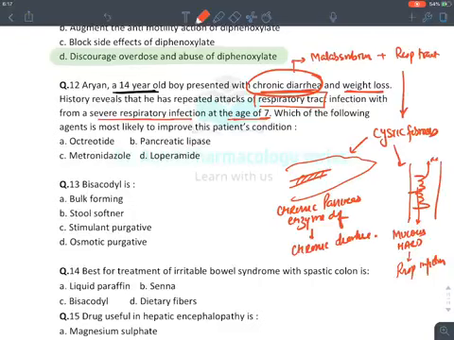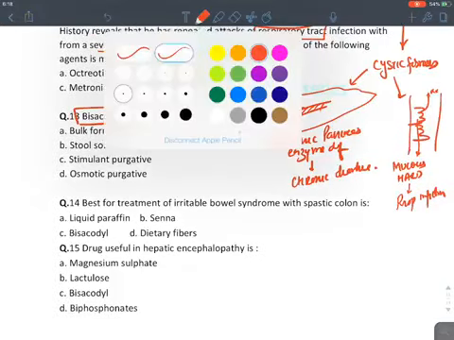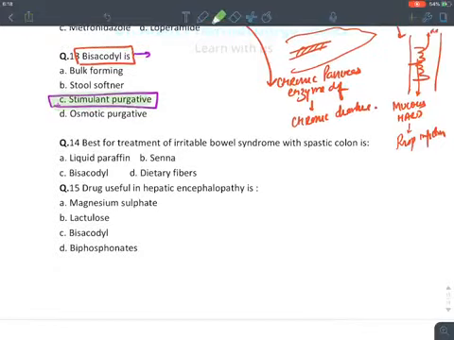Okay. So can you tell me which drug would you like to give in this patient? Remember, the answer is pancreatic lipase. Because as there is enzyme deficiency, hence we give pancreatic lipase enzyme from outside. Now what is bisacodyl? Remember, we have already discussed that bisacodyl is a stimulant laxative.